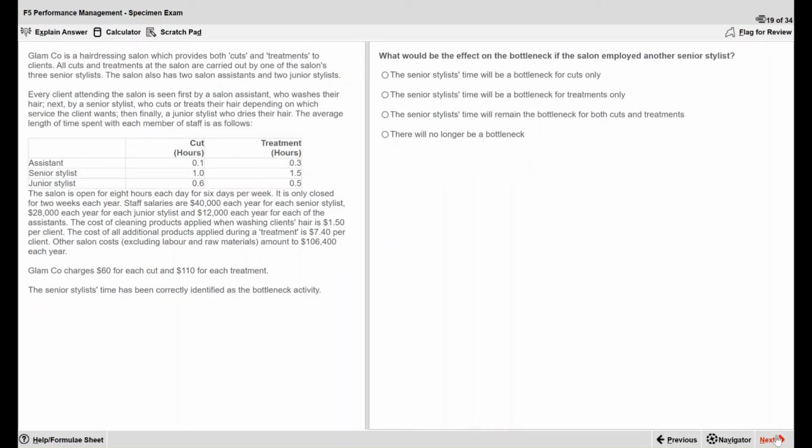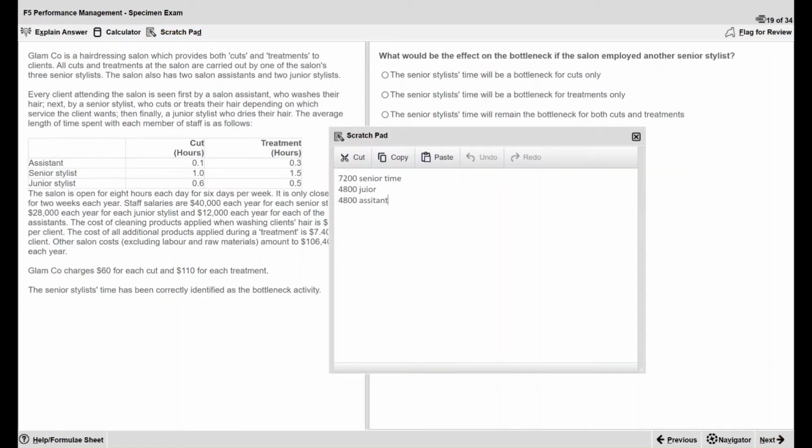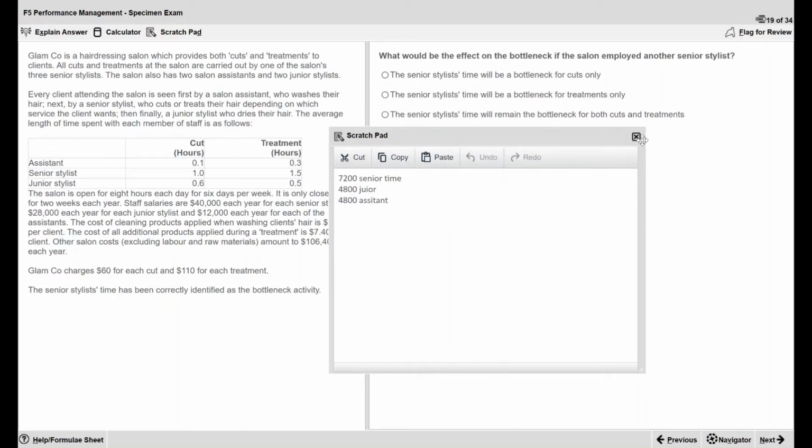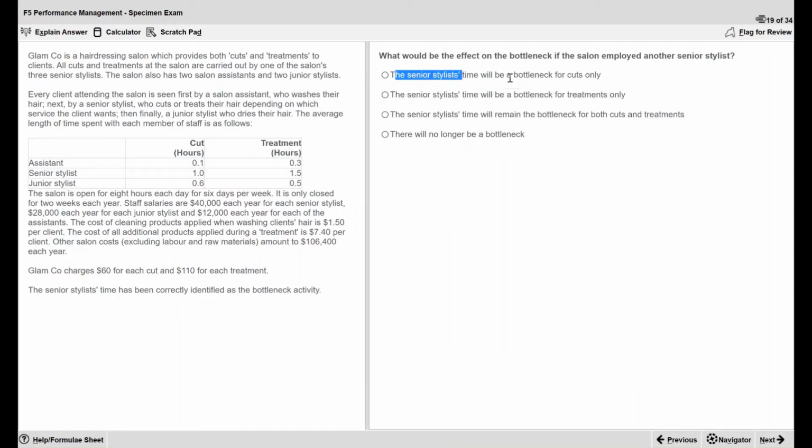What would be the effect on the bottleneck if the salon employed another senior stylist? If we employ another senior stylist, remember currently our hours are 7,200, so divide that by 3 employees, multiply by 4, would become 9,600 hours. So if we add another stylist, what will happen? The senior stylist time will be bottleneck for cuts only. The senior stylist time will be bottleneck for treatments only. The senior stylist time will remain the bottleneck for both cuts and treatments. There will be no change, no longer be a bottleneck.